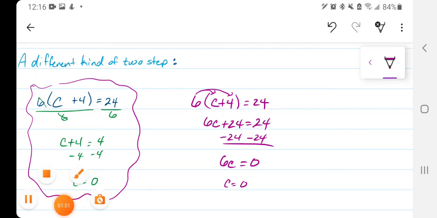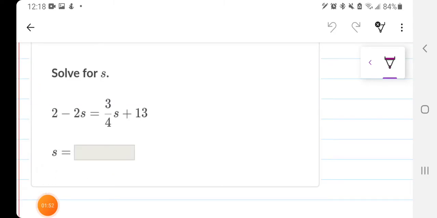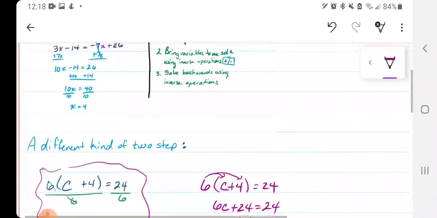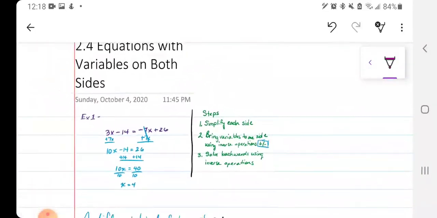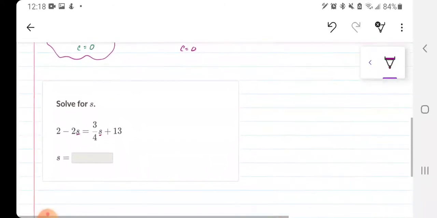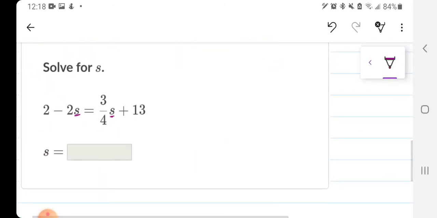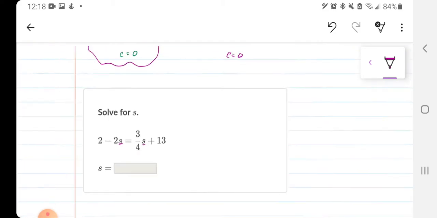Let's see another problem. Okay, but back to the examples with the variable on both sides. Notice in this problem, you got a variable here and you got a variable here on both sides of the equation. Let's remember what our instructions were: simplify each side, right? Simplify each side. So I go here, 2 minus 2s can't be simplified anymore. And then 3/4 s plus 13, I can't simplify that anymore either. There's no like terms on each side to combine. So let's go with the next step.